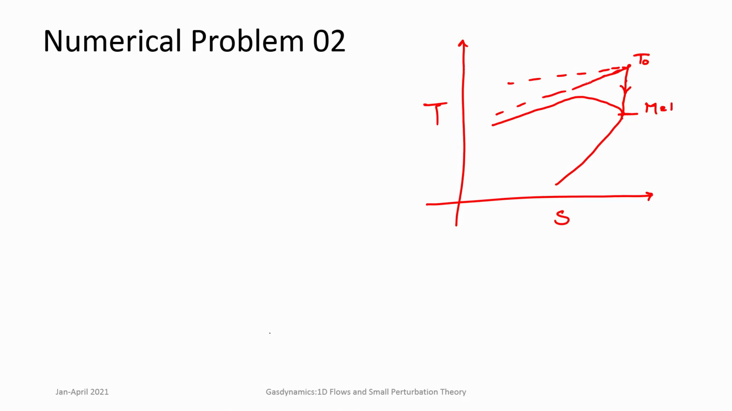This is the subsonic branch, but if you remove heat from this point it will follow the supersonic branch, because Mach number will increase now. It will go to further supersonic values. So, it follows the supersonic branch over here. T0 will be lower because heat is being removed.